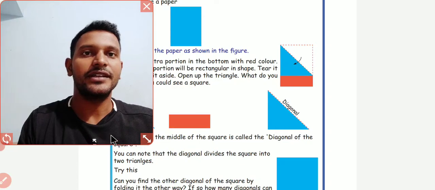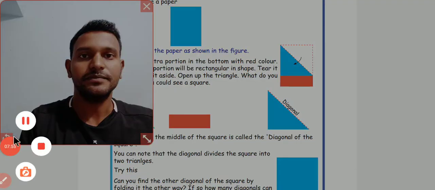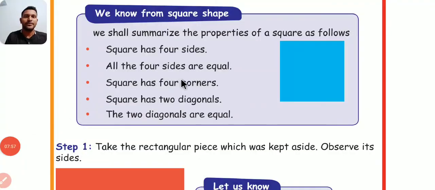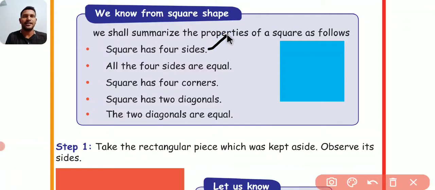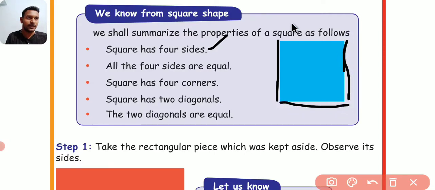Now we are going to see the properties. Here we have the properties of a square. First one, a square has 4 sides. I already told you, 4 sides. Which sides? 1, 2, 3, 4. Totally 4 sides. Second one, all the 4 sides are equal in length. Third one, a square has 4 corners.